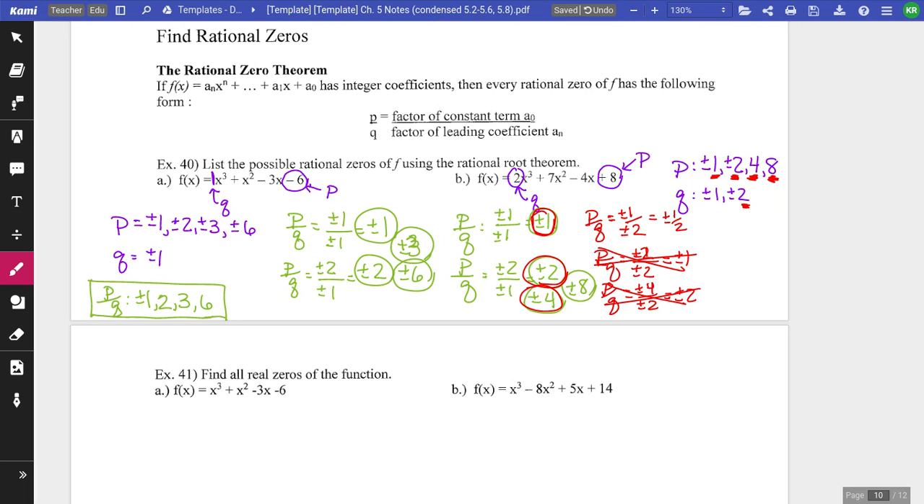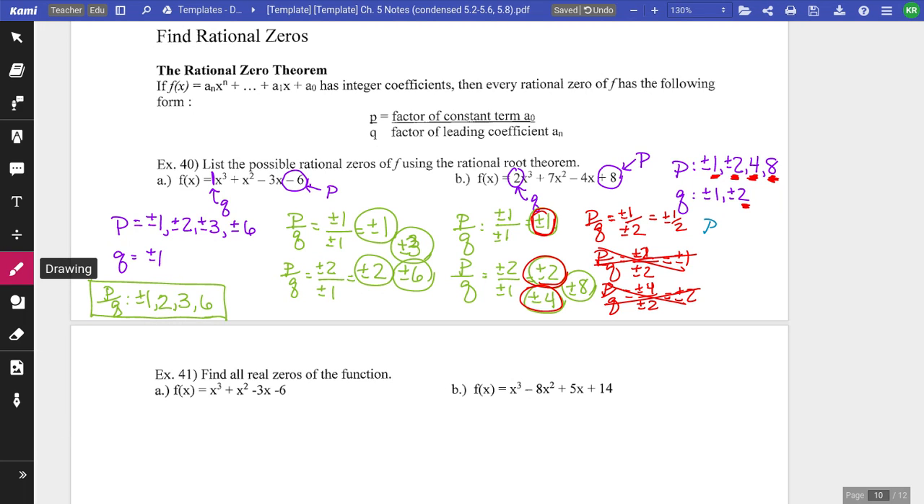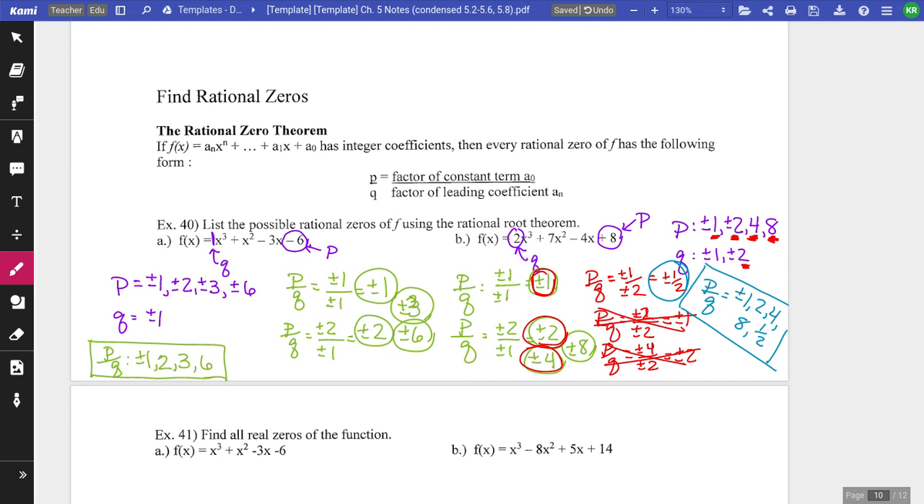Okay, I know I've got a lot written here, so what is it that we've got? Here's your final version: your p's divided by your q's. We've got 1, 2, 4, and 8, so plus and minus 1, 2, 4, 8. And then we found a 1/2, so plus and minus of all of those.